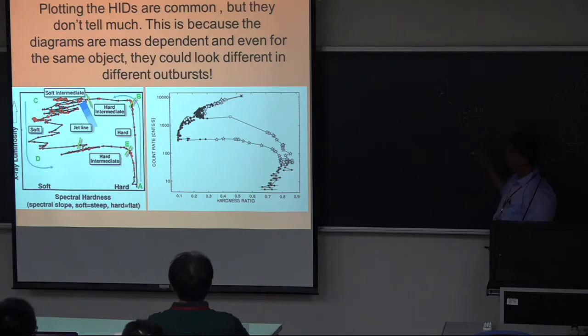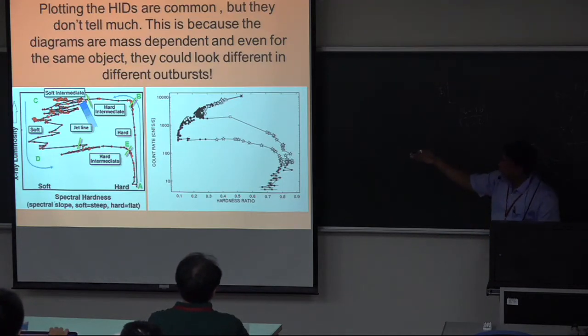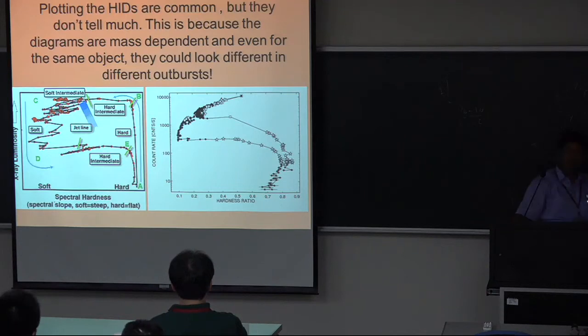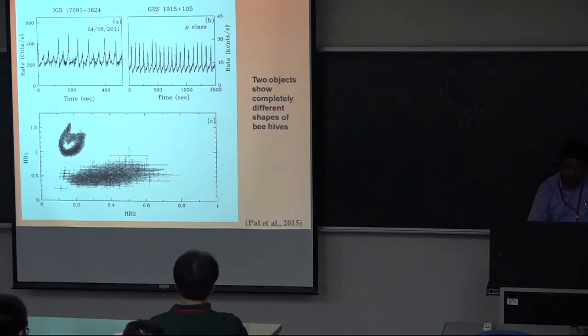Okay? So because of that, from black hole to black hole, this picture doesn't look like that. Also for the same black hole, in a different outburst, the picture doesn't look like that. So that is one of the cautionary remarks. We have a different way of plotting it, where it does not happen, but I will not go into it. So for example, this is another hardness ratio diagram for the same object. It does not look like this. It has some extra thing.